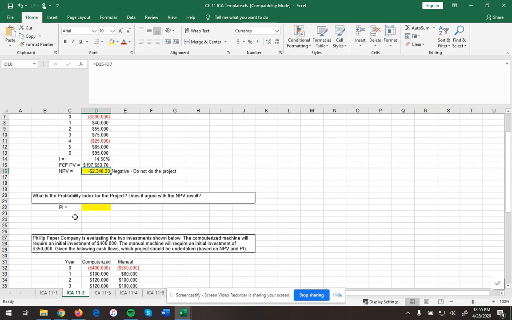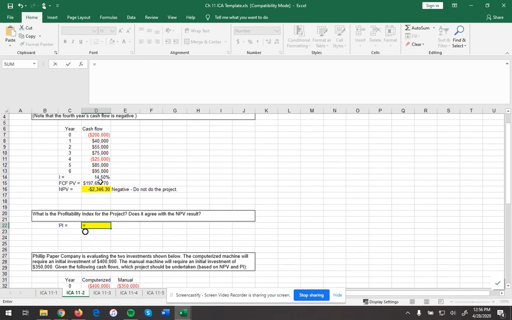The second question says, what's the profitability index? What is profitability index? Profitability index really does the same thing as NPV, but instead of subtracting future cash flows from the original cost, you're actually just comparing. You're creating a ratio that we see. And so for profitability index, you're going to find the present value of future cash flows, and you're going to divide it by your original cost.